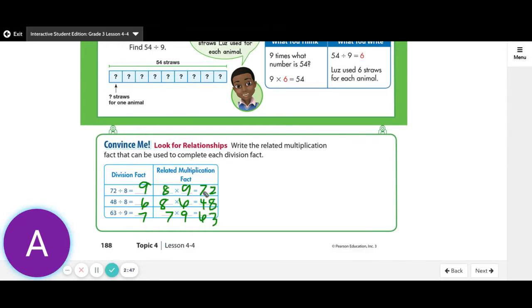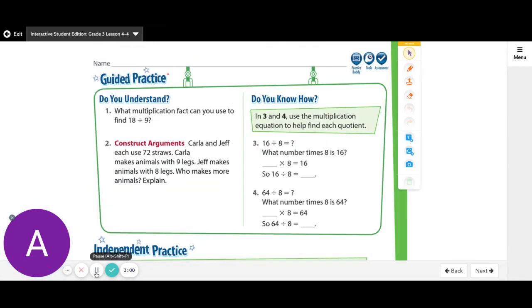So I know 8 times 9 is 72, so that would tell me that 72 divided by 8 is 9. 8 times 6 is 48, so that tells me that 48 divided by 8 would be 6. 7 times 9 is 63, so 63 divided by 9 is 7. Let's look at our next page.